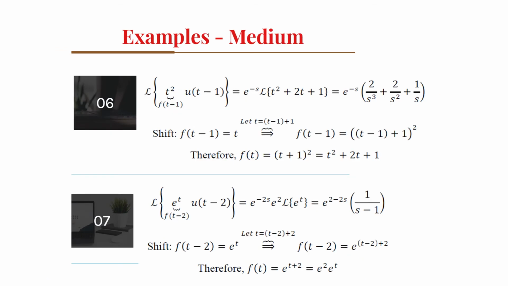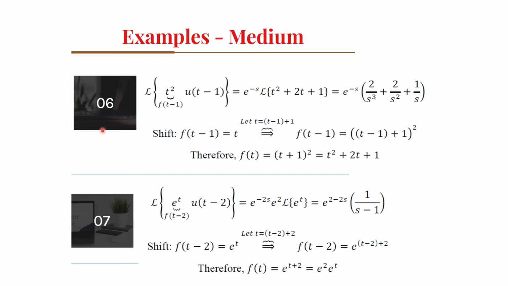Okay, now let's level up the examples. In the 5 examples that we have discussed just now, they are straightforward because you can do the shifting straight away. Now I want to show you how you can determine the Laplace transform using the second shifting property if the f(t minus a) is not in the form of t minus a.